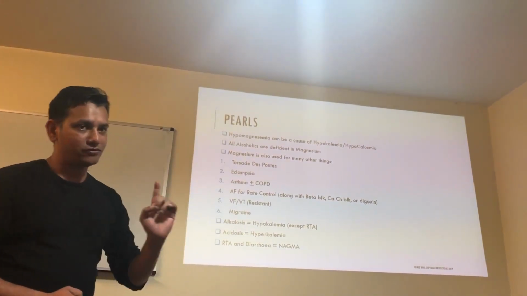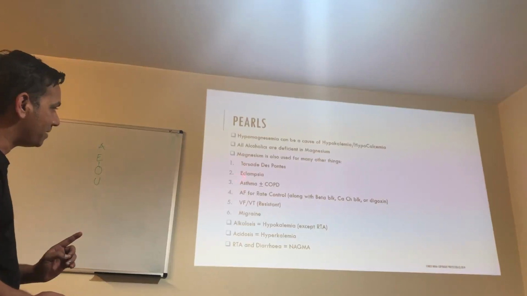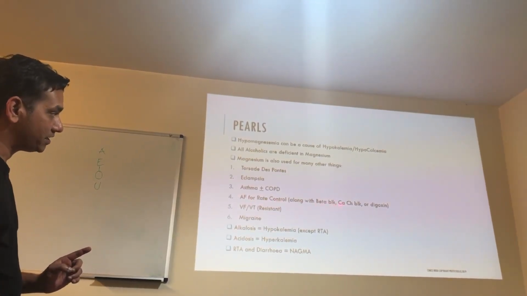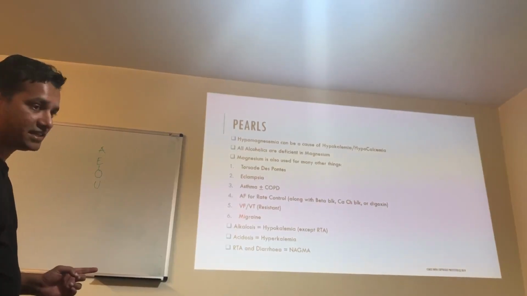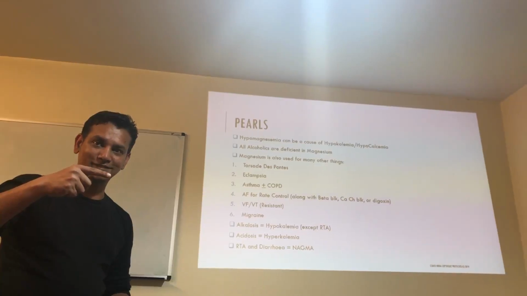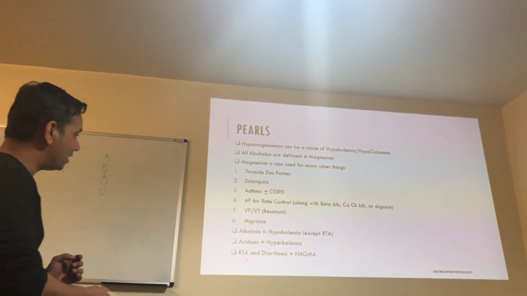Magnesium was one of our friends. It is used for torsades, eclampsia, asthma, AF for rate control along with beta blockers or digoxin. It is used in resistant VF/VT. If you see the ALS algorithm, after the fifth shock comes amiodarone 150 and magnesium. Migraines.